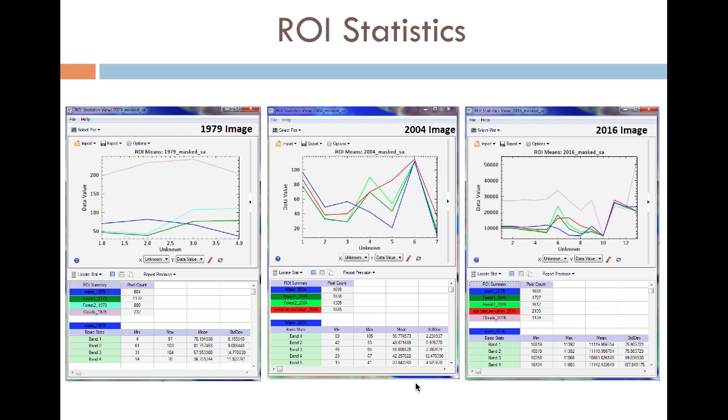For 2004, I added water, Forest 1, Forest 2, and soil, pasture, and urban. I didn't have clouds because there was very little cloud cover. For 2016, I had water, Forest 1, Forest 2, soil, pasture, urban, and clouds as well because I had a lot of cloud cover. I used these individual ROIs for these individual pictures. I didn't use one for all of my images.